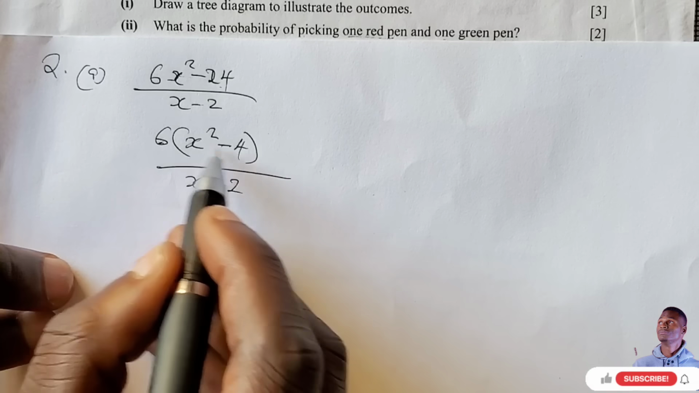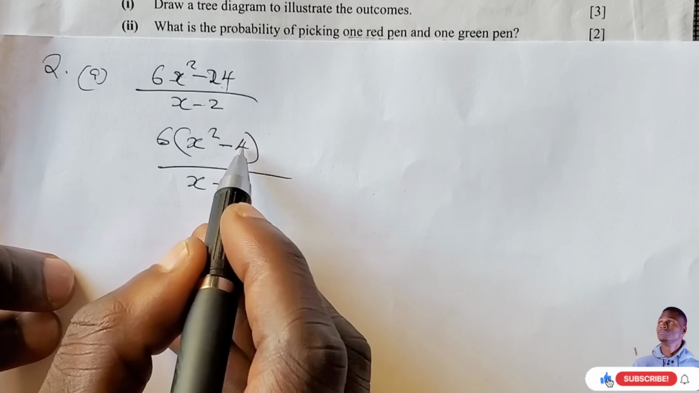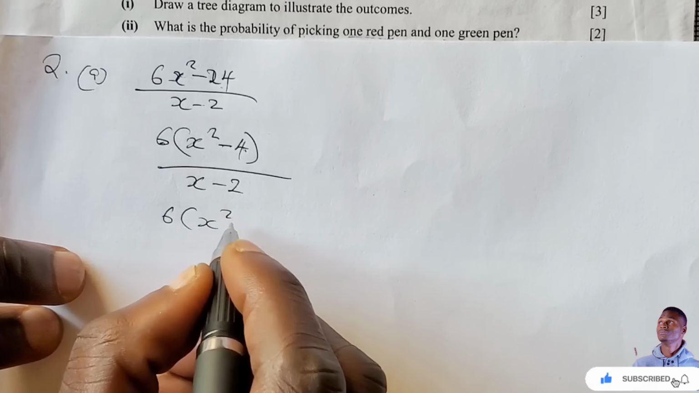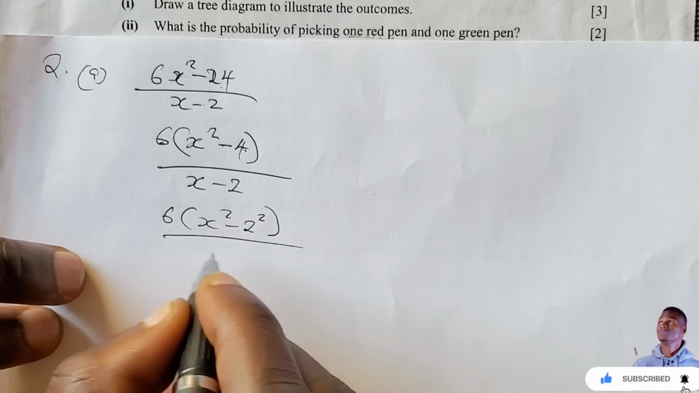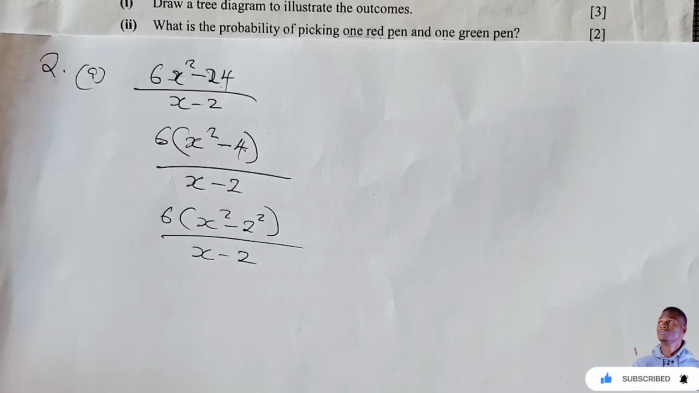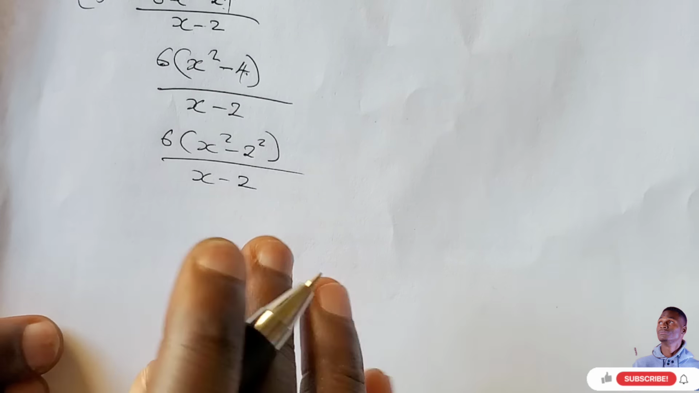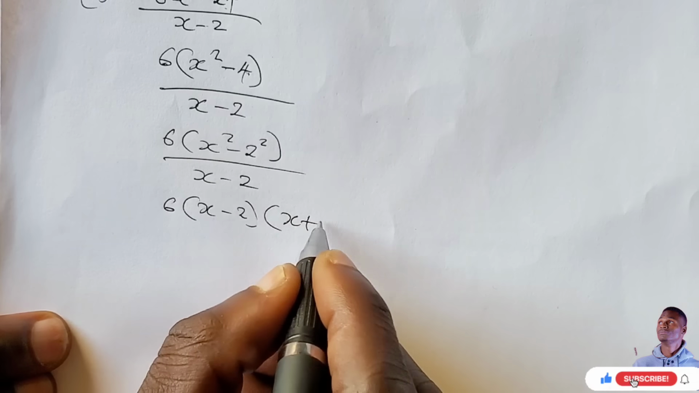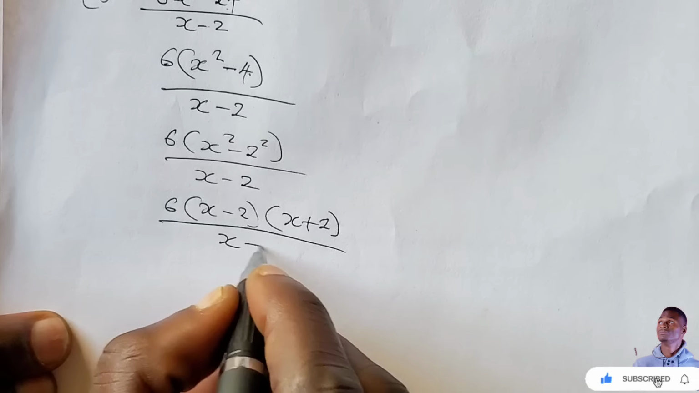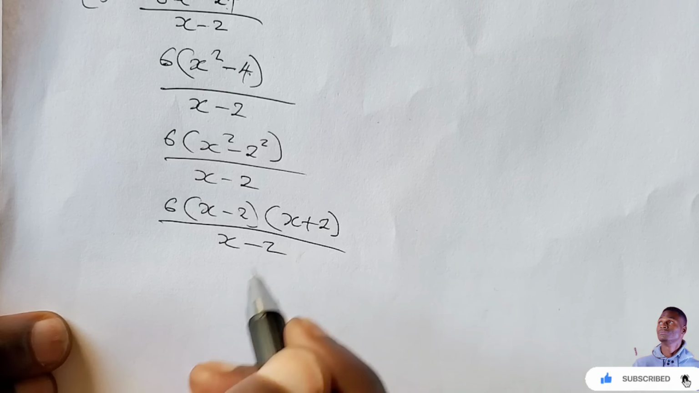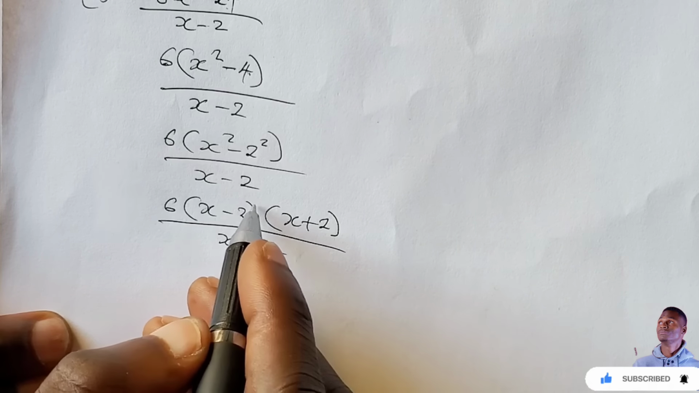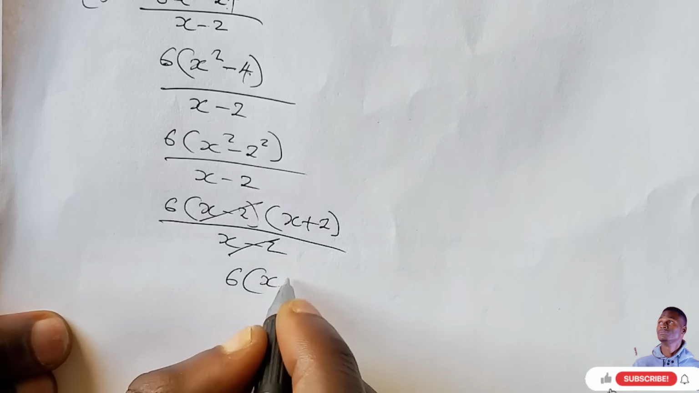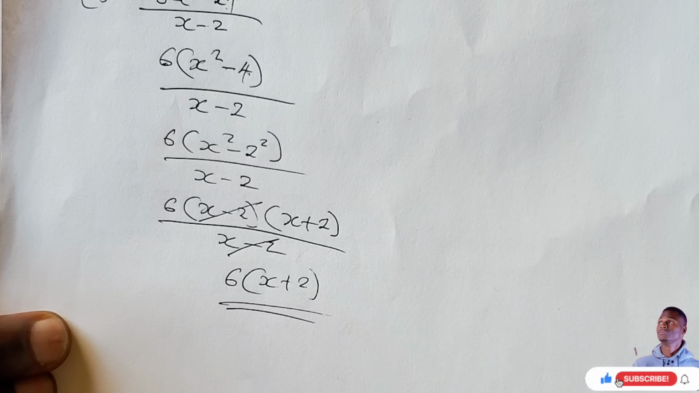Now, this is the difference of 2 squares. This 4 can be written as 2 to the power 2, right? It's the same as having 6 open bracket x squared minus 2 squared over x minus 2. Now here, what you do is write x minus 2, x plus 2 over x minus 2. What is common on the denominator and the numerator? We have x minus 2, so just remain with 6 open bracket x plus 2, and this is the answer.